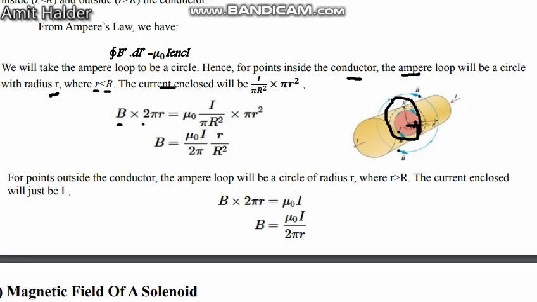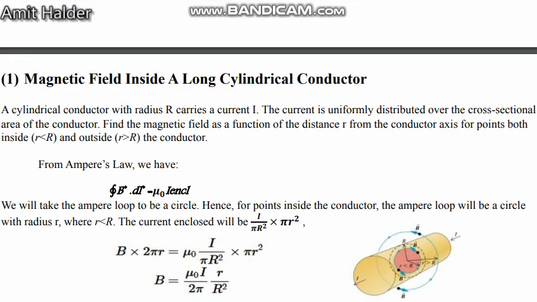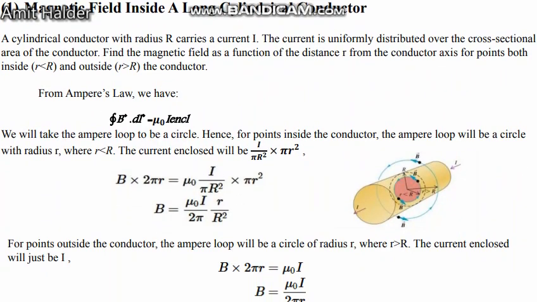the B cross twice pi r. Twice pi r means the circumference of a circle. The circumference of the circle is twice pi r. Okay, I pi r squared over pi R squared, that is smaller r and bigger R. So you can get this, that is the total magnetic field. For points outside the conductor, the Ampere loop will be a circle of radius r, where r is greater than R, then it will be this, the answer will be that.